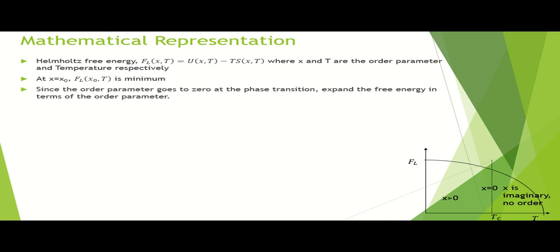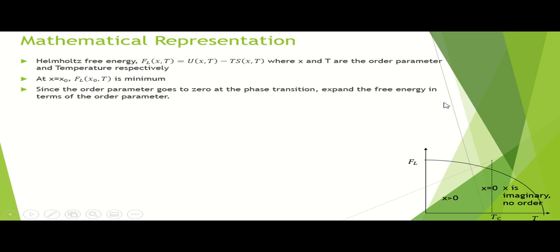Since the order parameter goes to 0 at the phase transition, it is 0 when above the phase transition, and then it starts taking values greater than 0 after the phase transition. So you can think like this: this region will have x equal to 0, and then this region will have x greater than 0, and at the phase transition you will have x equal to 0.